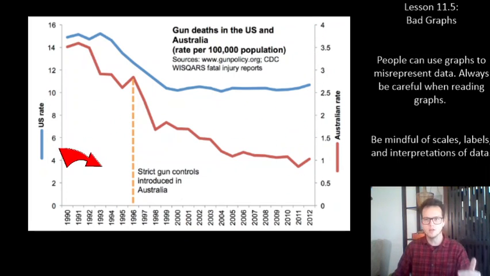Make the Australian rate look like it's way lower than the U.S. rate, if that's the truth. Again, I'm not sure whose agenda is here. They throw in this gun control thing in Australia that happened in '96 and whatever. But why have two y-axes? If you're going to plot the data together, plot the data together.